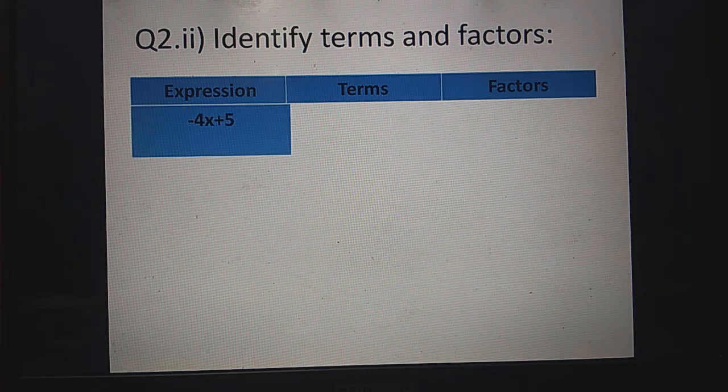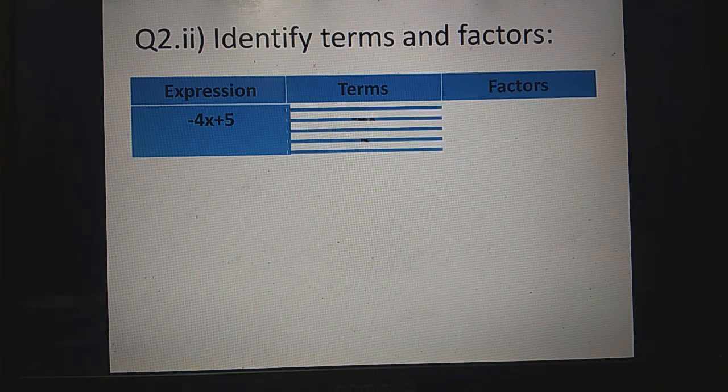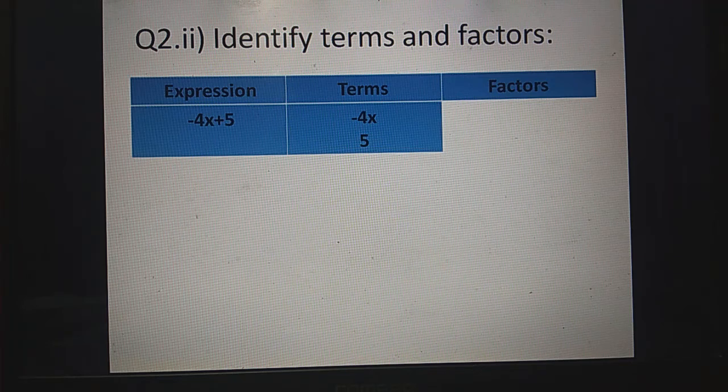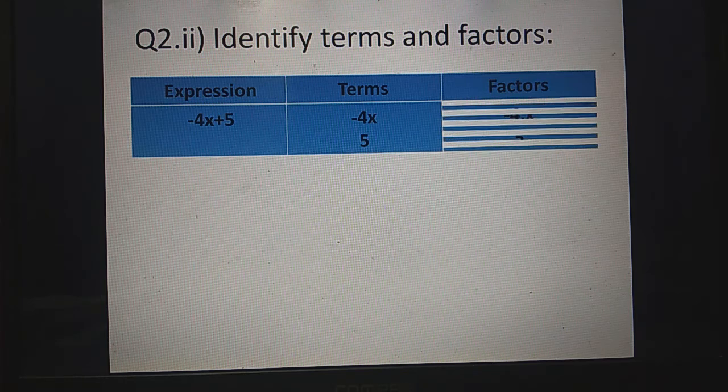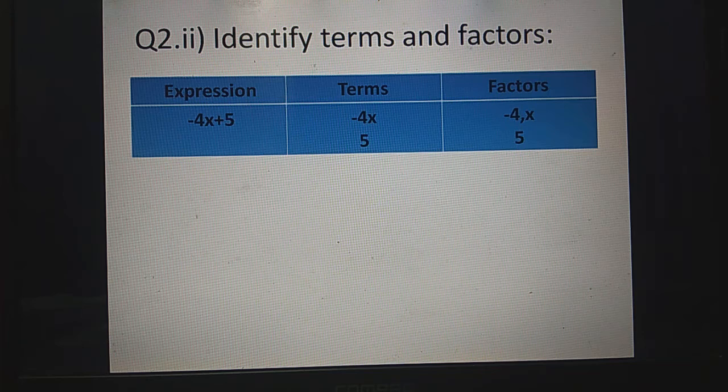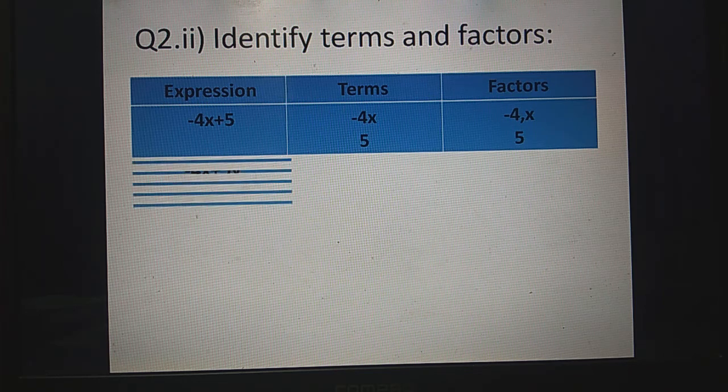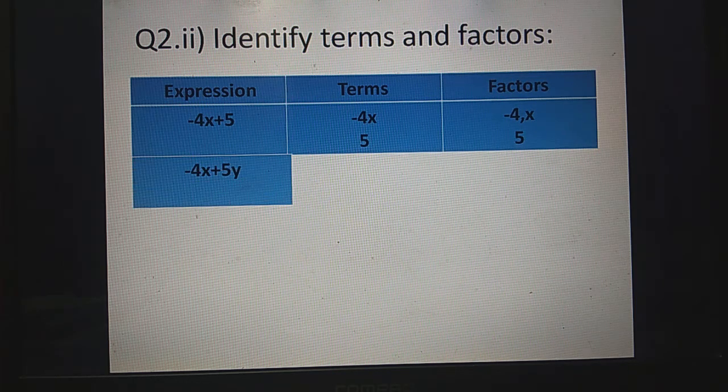So, your first expression is minus 4x plus 5. How many terms are there? There are 2 terms. Your first term is minus 4x and second term is 5. Now, in the first term, how many factors are there? So, in the first term, you can see one is the numerical, that is minus 4, and the second one is x. In the next one, it's 5. You can mention 1 and you can skip it also. So, you will write only 5. Is it clear?